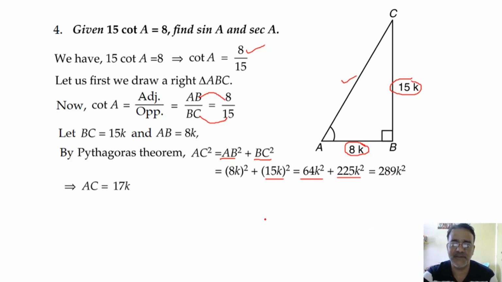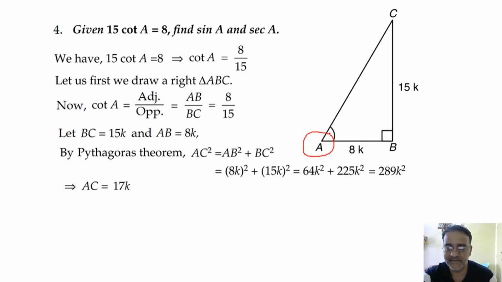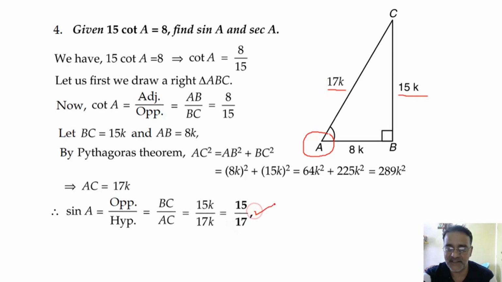Okay, now we'll start with sin A. Which side is opposite to angle A? BC. So BC upon AC, right? That is 15k upon 17k. 15 by 17. This is the first answer.